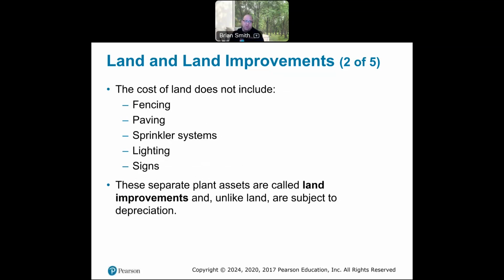What we're not going to include are things that are improving the land, such as fencing, paving, or anything that's kind of vertical. If we have to go up or we have to go down, then those are going to be something separate, called land improvements. And we do have this as part of this section, but these are land improvements that we're looking at here. Those are subject to depreciation because, unlike land that hopefully is just going to be the land no matter what, the lighting, the sprinkler systems, and paving all eventually need to get replaced, fixed, or disposed of.